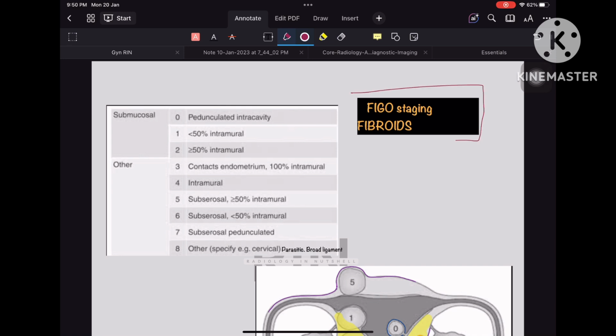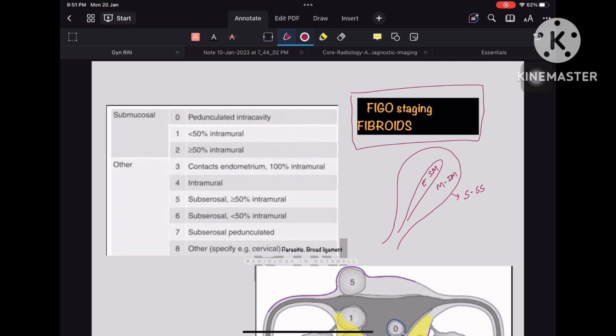Hello guys, let us learn about FIGO staging of fibroids, which is important for both theory as well as MCQ exams. The basic uterine anatomy is like in the center you have endometrium, in between you have myometrium, and at the end you have the serosa. The ones in contact with endometrium are submucosal, in the myometrium are intramural, and in the serosa are the subserosal fibroids.